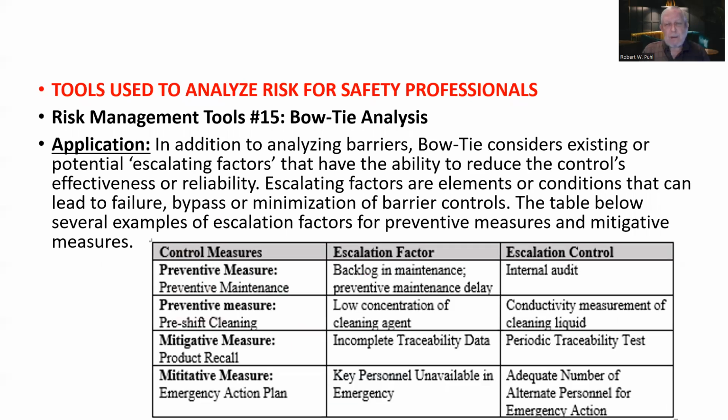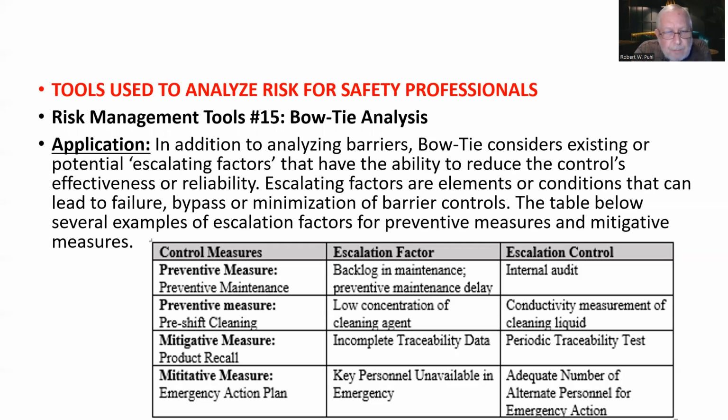In addition to analyzing barriers, bow tie considers existing or potential escalating factors that have the ability to reduce the control's effectiveness or reliability. Escalating factors are elements or conditions that can lead to failure, bypass, or minimization of barrier controls. The table below shows several examples of escalation factors for preventive measures and mitigative measures.